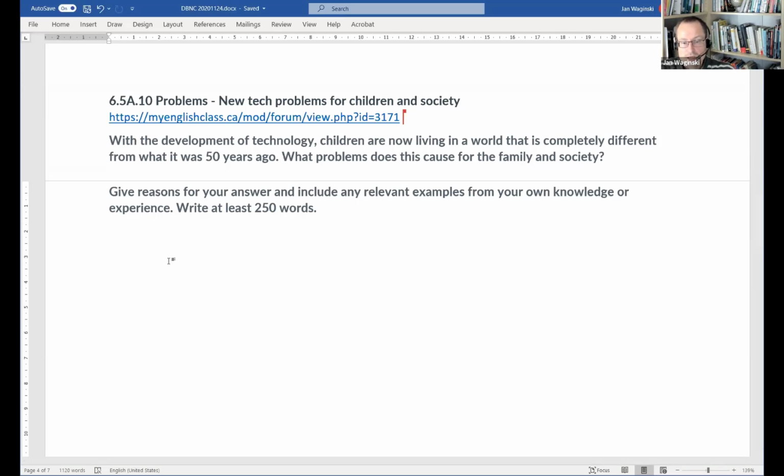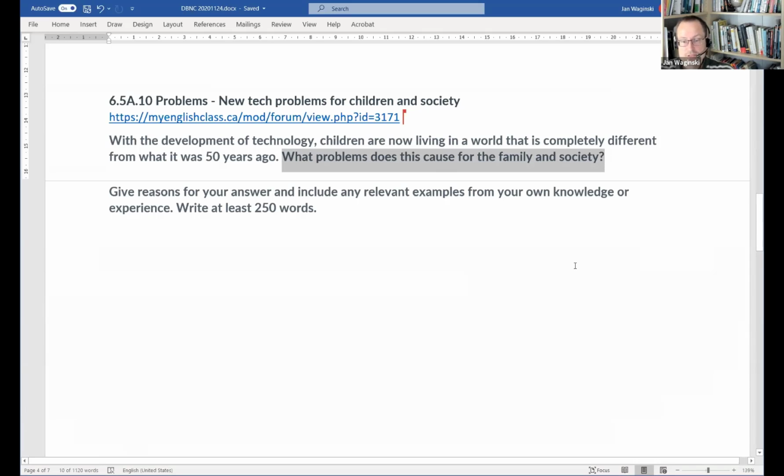Okay, what kinds of things would be easy to talk about? Notice here too, before we even start, it just says what problems does this cause for the family and society? Based on this question, what is the organization of our essay going to be? We're always doing 4 paragraphs. What are the 2 body paragraphs going to be about?